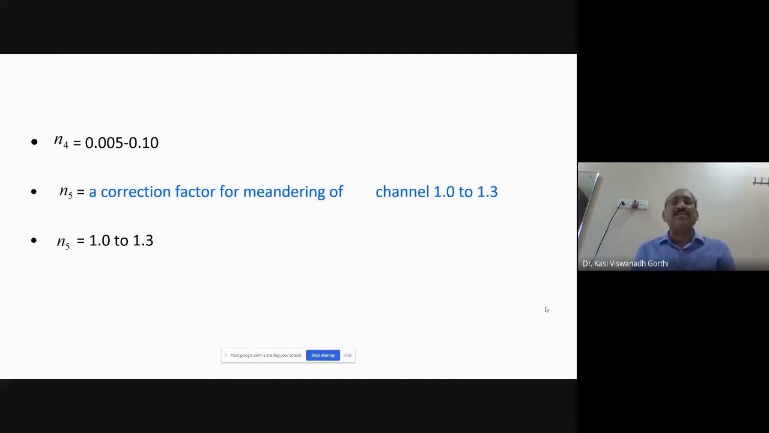In the coming class, we try to work out some of the problems for analyzing the uniform flow by making use of these formulae.